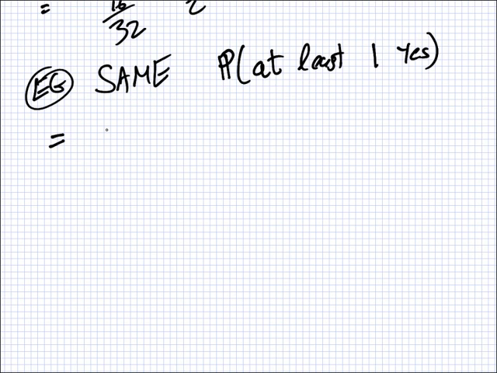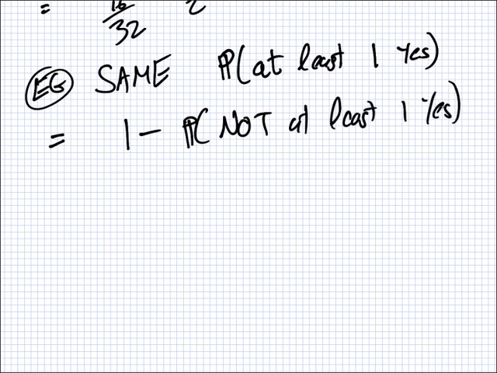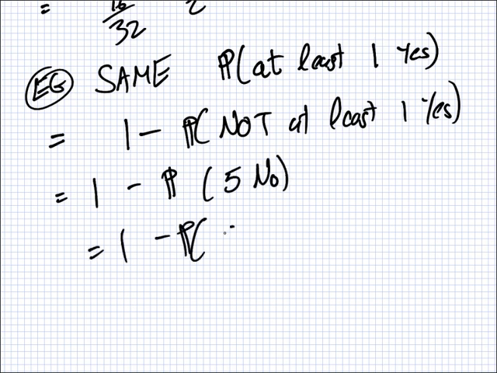Yeah, the opposite. This is equal to 1 minus the probability of not at least 1 yes. You know this basic rule. It's 1 minus the probability of the opposite. But what exactly does not at least 1 yes mean? If you think about that sentence, not at least 1 yes, that means 5 no's, which is another way of saying 0 yeses.